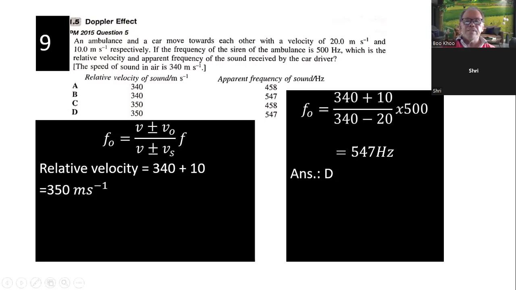Okay. And the bottom one, we are looking at the ambulance because the ambulance is the source. Right? The sound wave and the source are moving towards each other. Okay, that's why we subtract. Anything that is not clear?